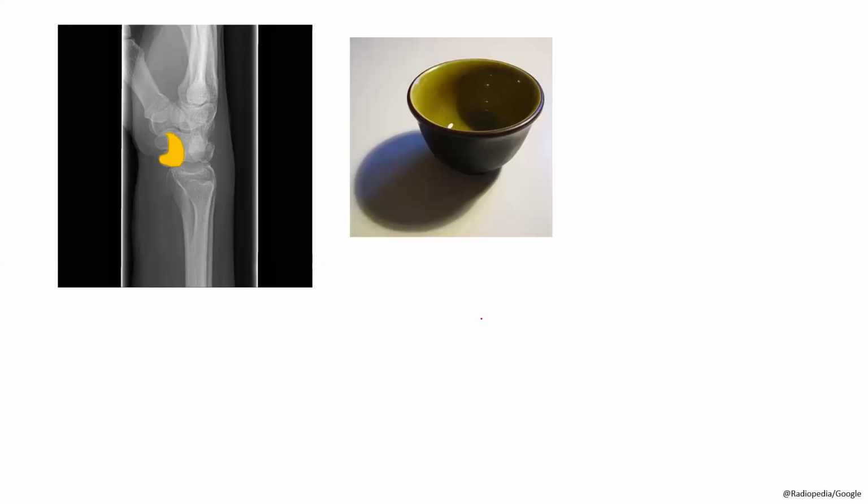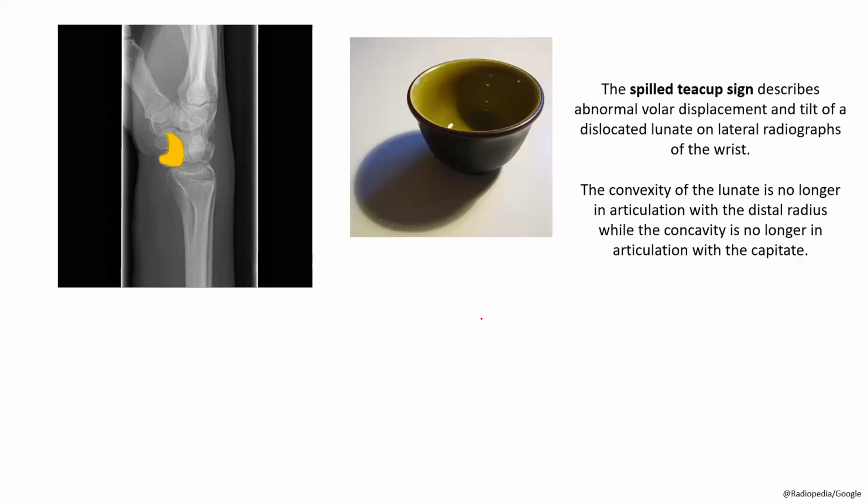What is happening in this lateral radiograph of the wrist? This is spilled teacup sign, which is described to show the volar displacement and tilt of a dislocated lunate. So the lunate is basically dislocated and it is directed towards the palmar aspect, and it is no longer in articulation with the radius and capitate. So this is lunate dislocation giving spilled teacup sign.